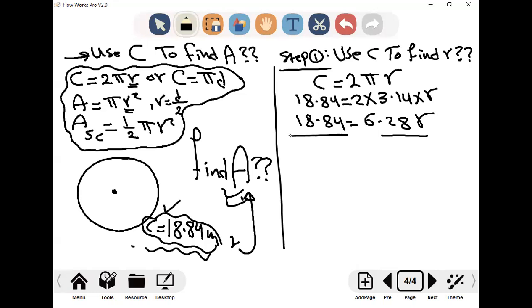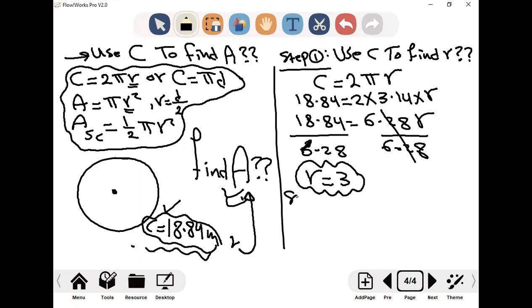So I will divide both sides by 6.28. We took multiplication equations before. So the radius equals the division of 18.84 divided by 6.28. Let's divide. 18.84 divided by 6.28 is exactly 3. So I found the radius. Can I find the area now? Yes, just apply the formula.